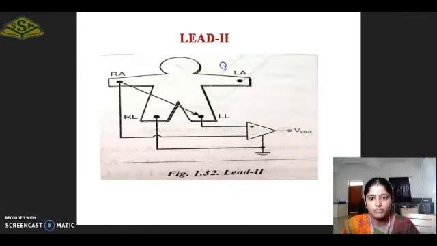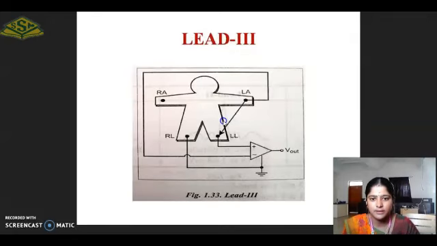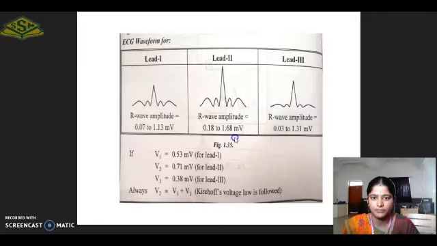This is the connection of lead 2. Lead 2 gives the potential difference between right arm and left leg. Here the voltage measured is V2. Next is lead 3. It gives the potential difference between left arm and left leg. Here the voltage measured is V3.